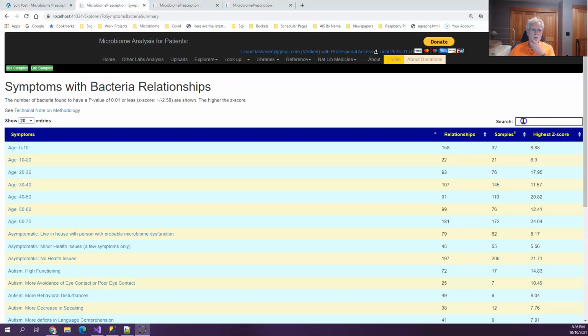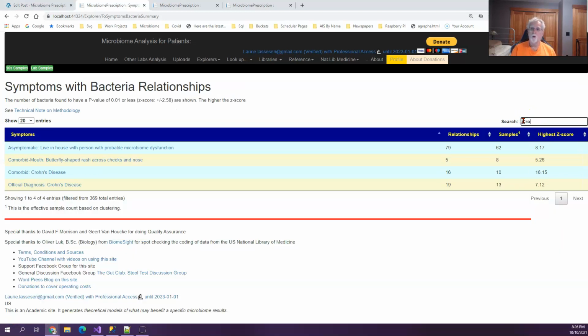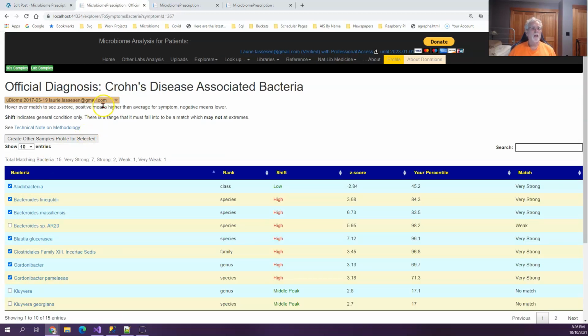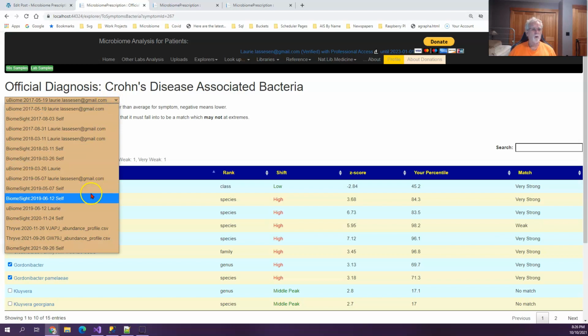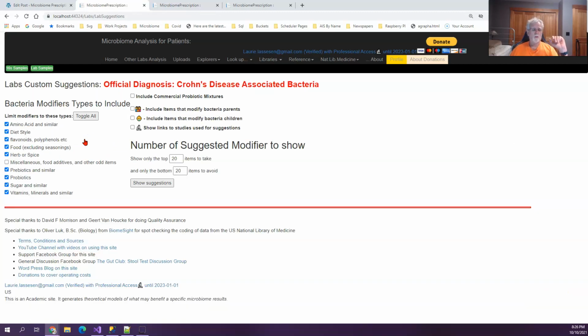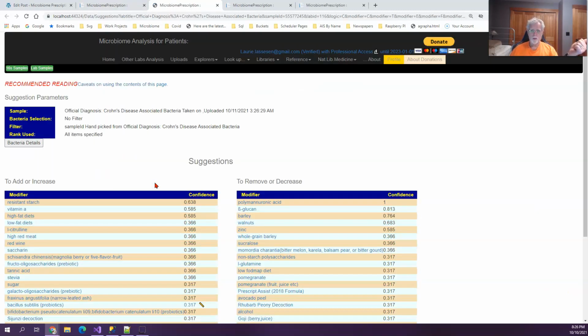This person also has Crohn's or atypical Crohn's. I'm going to go with the official diagnosis. Hold on for the moment. Now what I have to do is make sure I remember to take it down and pick the right one. And there we have it. We have 8 items, 5, all of them are matches, so it's a very good match. We're going to create that. We're going to ask for suggestions. You have to remember to ask for suggestions. And there we have the results.